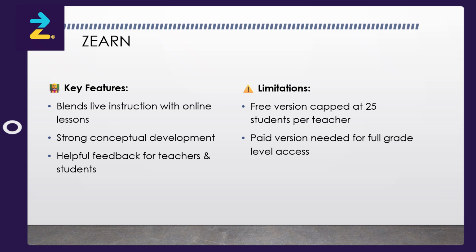So this structure offers several strong advantages for fourth grade students to explore new math concepts through instruction, and then they can deepen their understanding through independent work. The free version of Zern is capped at 25 students per teacher. So if a teacher wanted to use this program and she had 60 students in fourth grade, she can only use 25 students in that program. And the paid version, of course, you have to have if you want full access for the entire grade level.